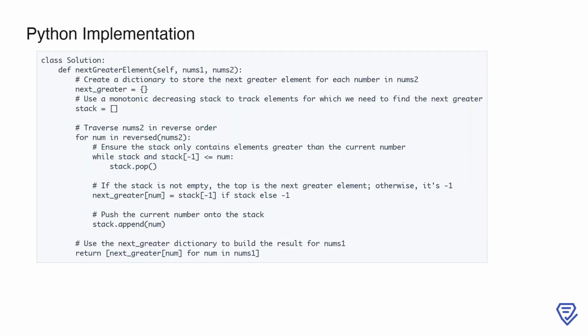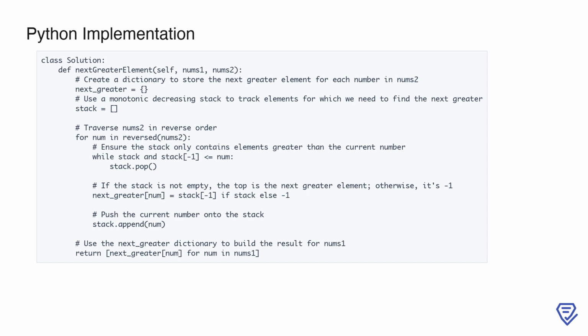This implementation solves LeetCode problem number 496, Next Greater Element I, using an optimized approach with a monotonic stack. The solution is efficient, with a time complexity of O(n), where n is the length of nums2. The function next greater element takes two lists, nums1 and nums2. It aims to find the next greater element for each number in nums1 based on the order in nums2. A dictionary, next_greater, is used to store the next greater element for each number in nums2. A monotonic decreasing stack is utilized to efficiently determine these values.